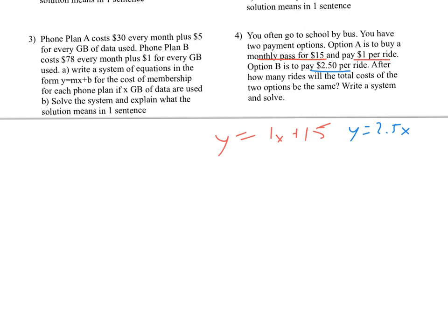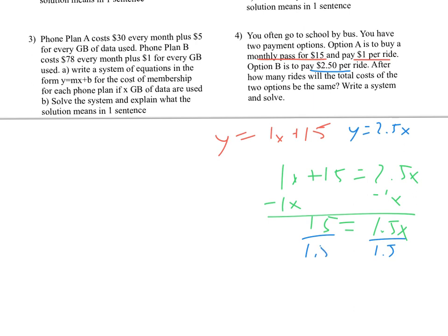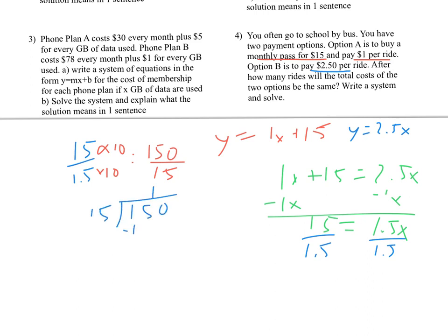All right, so now I'm going to set them equal again. So 1x plus 15 equals 2.5x. I'm going to go ahead and subtract 1x from each side. So 15 equals 1.5x. So now I'm going to divide both by 1.5. Now, this is kind of tricky here, but the easy way to do this, 15 divided by 1.5, is I like to just multiply the top and the bottom by 10, so I can get rid of the decimal. So really it's 150 divided by 15. And so 150 divided by 15 will be 10. So x equals 10.